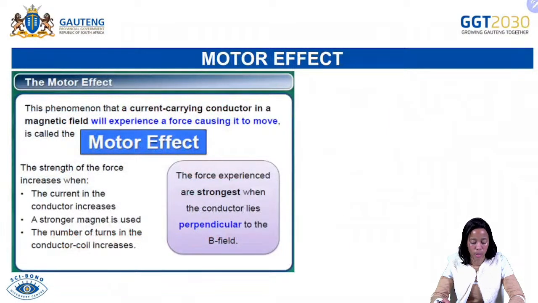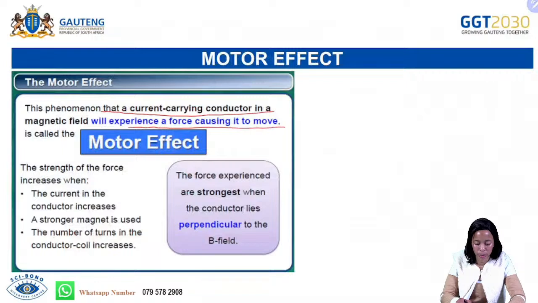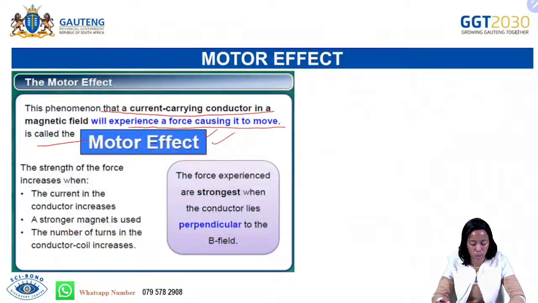Then we have the motor effect. This phenomenon, where a current-carrying conductor in a magnetic field experiences a force causing it to move, is called the motor effect. The strength of the force increases when the current in the conductor increases, when we use a stronger magnet, and when the number of turns also increases.